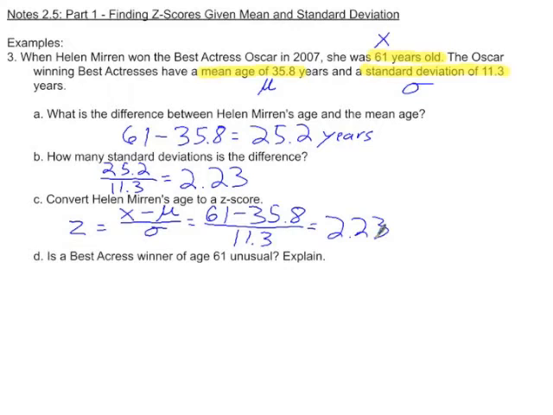So Helen Mirren's age has a z-score of 2.23. So that's 2.23 standard deviations above the mean. So in Part D, when we want to consider if this is an unusual age to win a Best Actress Oscar, we would have to say yes. 61 is unusual because it is 2.23 standard deviations above the mean.